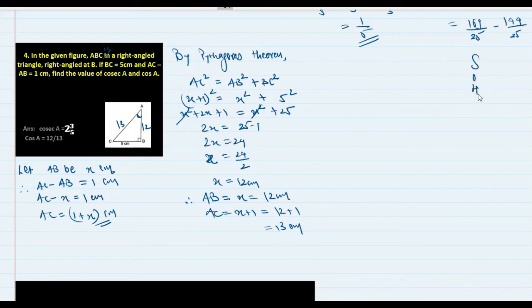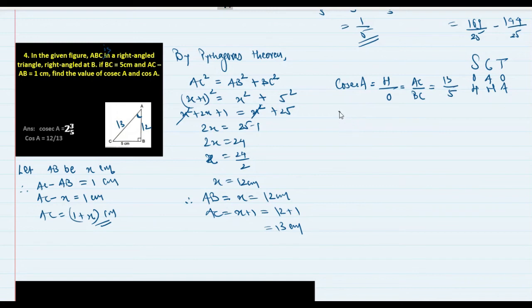SOHCAHTOA, that's my mantra, because I'm always going to be dependent on that. Cosec A, cosec is the reciprocal of sine, so that is hypotenuse upon opposite. What is hypotenuse? AC. And what is opposite to angle A? BC. Reference angle is A. So AC is 13 and BC is 5. So cosec A is 13 by 5. Great, so we found cosec A.